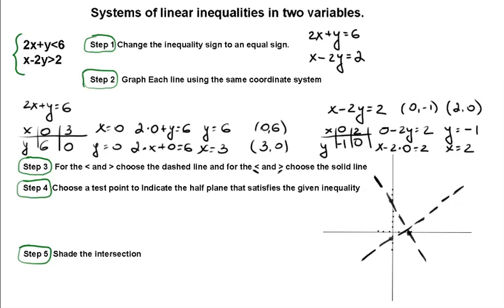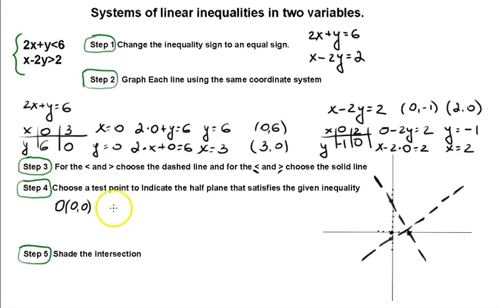So the easiest test point will be 0, 0. You can choose 0, 0 at any time, as long as 0, 0 is not on any given line. In my case, 0, 0 is not on any given line, so I can choose the point. With the coordinates 0, 0, I will substitute into the first inequality and see if it works, and then the second inequality and see if it works.